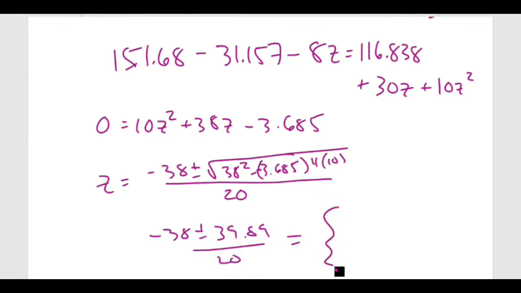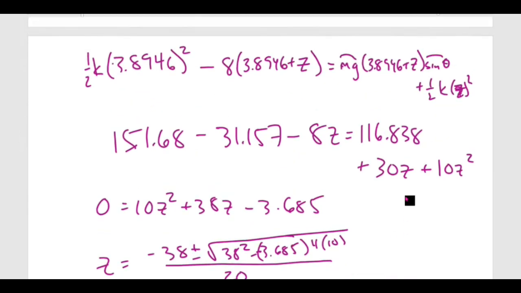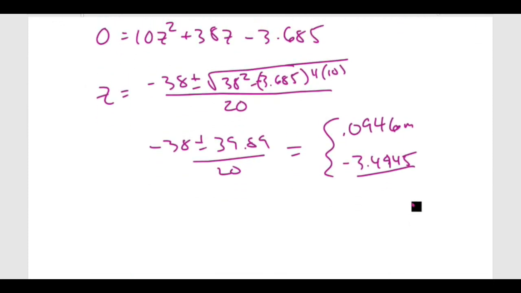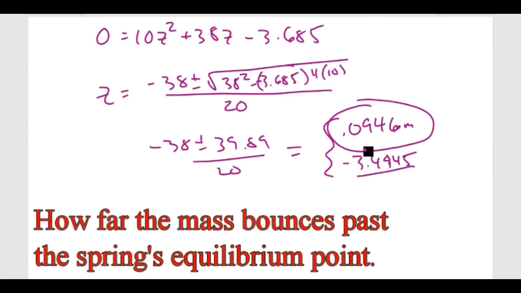And I do have two answers again, but only the positive one is going to make sense. And I get 0.0946 meters. It just barely gets past equilibrium. And then negative 3.4945. And so the fact that the magnitude of that is less than how far it had stretched before, which was 3.895, is an indication of energy that was lost. Anyway, that is how far it would bounce up if the mass attached to the spring with friction involved.